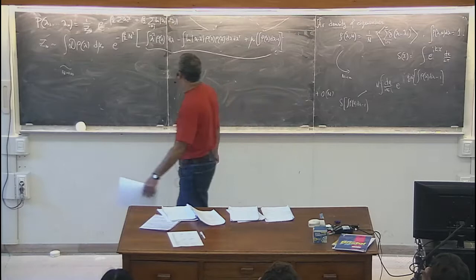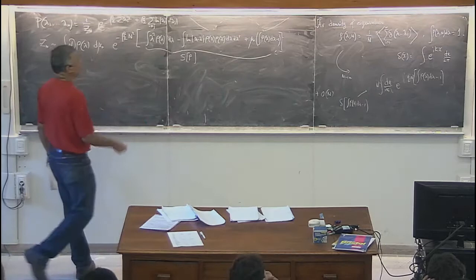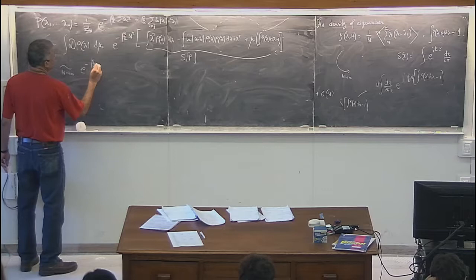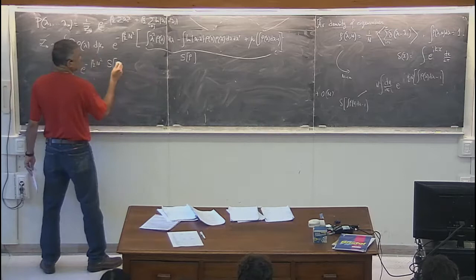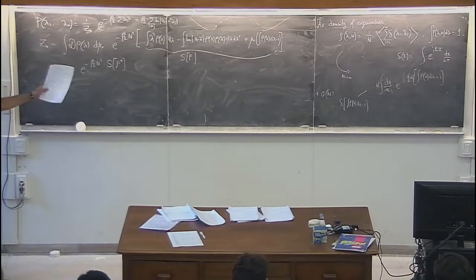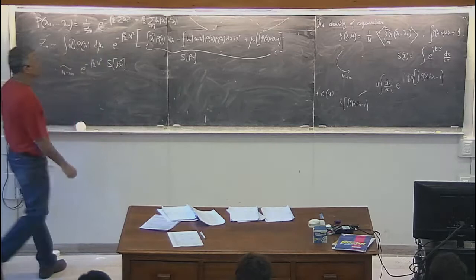So let me call this the action or energy or whatever. It's a functional. So then in the large n limit, this will be e to the power minus, to leading order, beta n square times the value of this action evaluated at the saddle point density, right? If there is such a saddle point density. So this is a functional. Okay, so that's the idea.